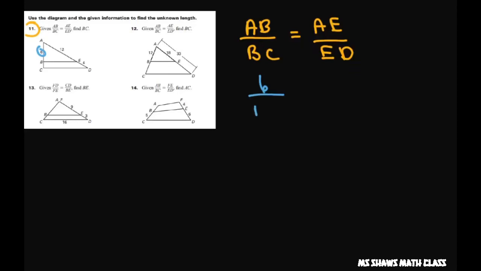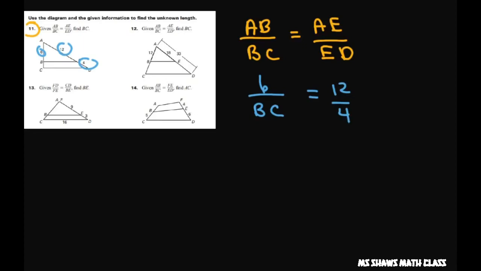So we have AB over BC equals AE divided by ED. And we have to find BC. So AB is right here, 6. We don't know BC. And AE is 12. And ED is 4.